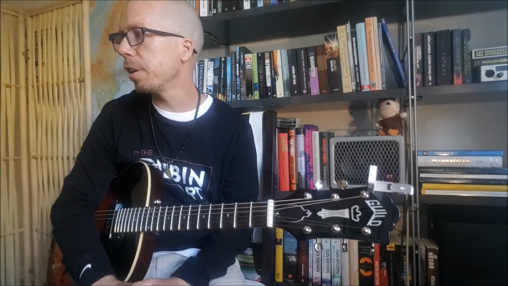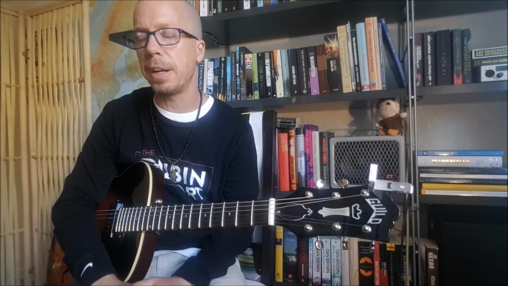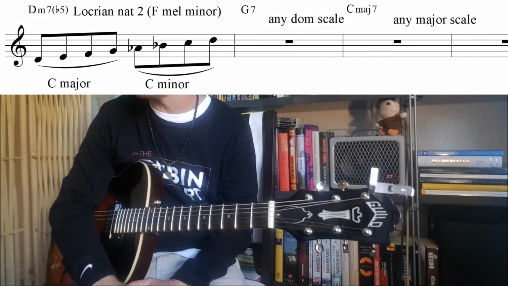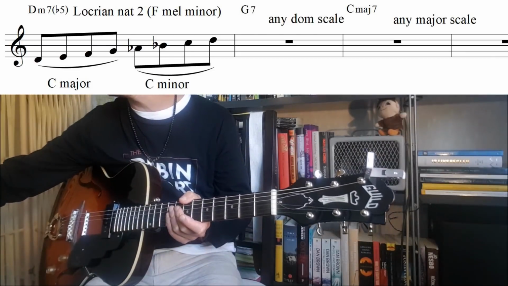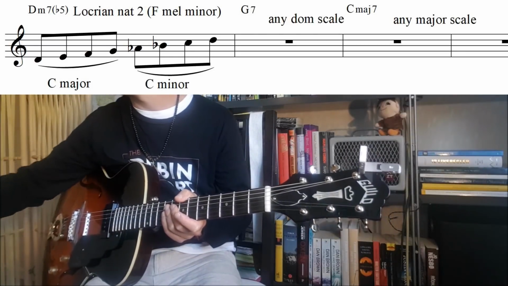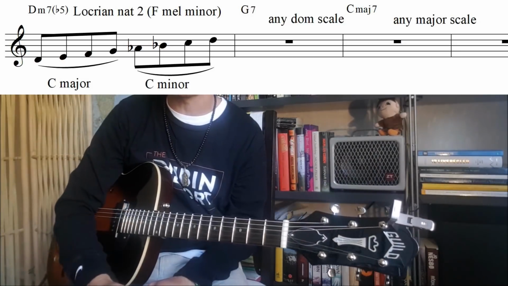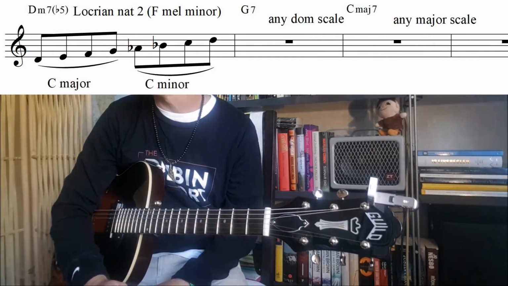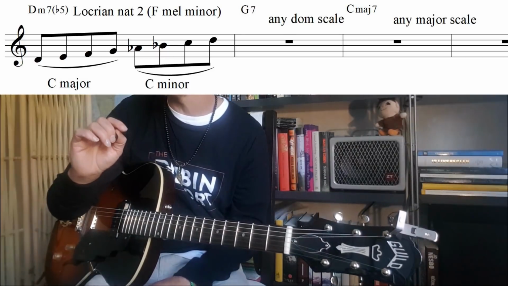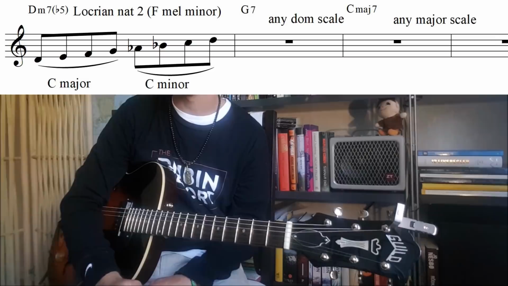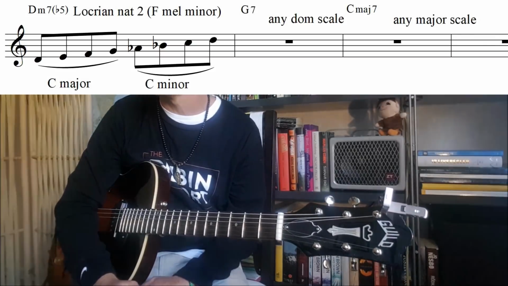So that helps, because it can be kind of tricky to think D minor 7 flat 5. I guess the scale would be Locrian natural 2, which is the same thing as F melodic minor. Again, you have that connection to F minor. It's also interesting to note that that scale is kind of a half scale of C major and a half scale of C minor, if that helps.